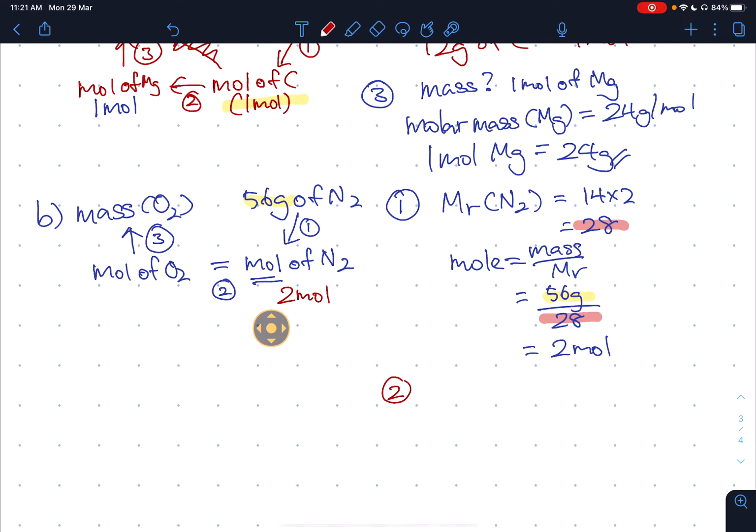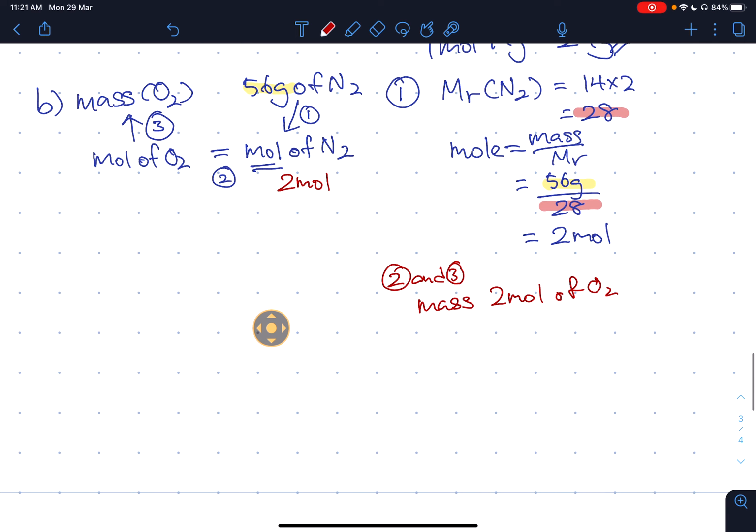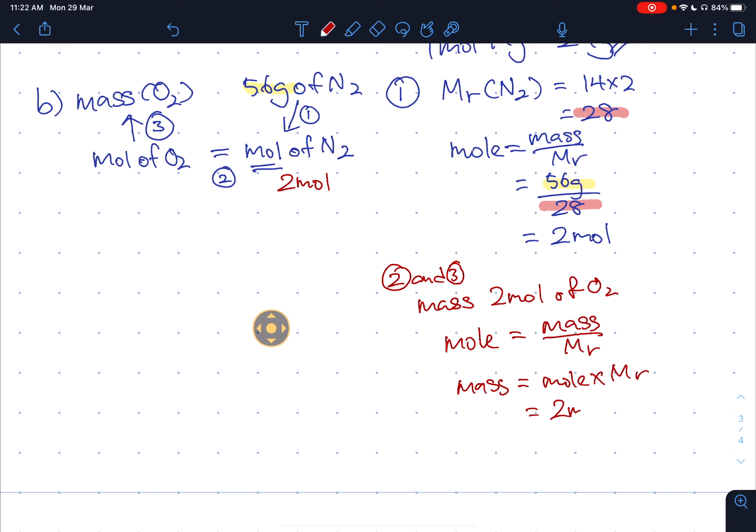Now I want to find the mass of 2 moles of O2. Let's use the equation again. Moles equals mass divided by Mr, and then mass equals moles times Mr. So I want to find 2 moles times the Mr of oxygen. From the periodic table, it's 16 times 2, so that's 32. So the total is 64 grams.